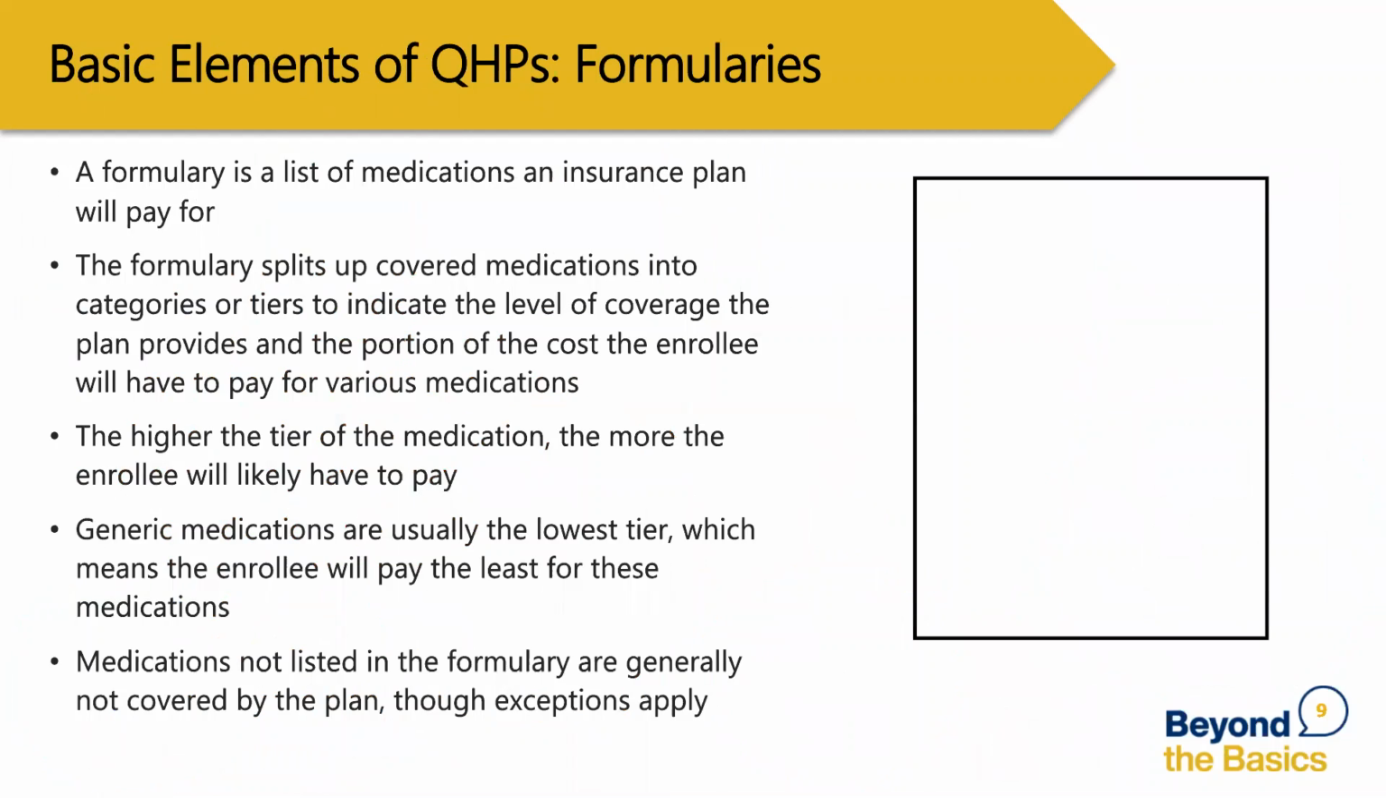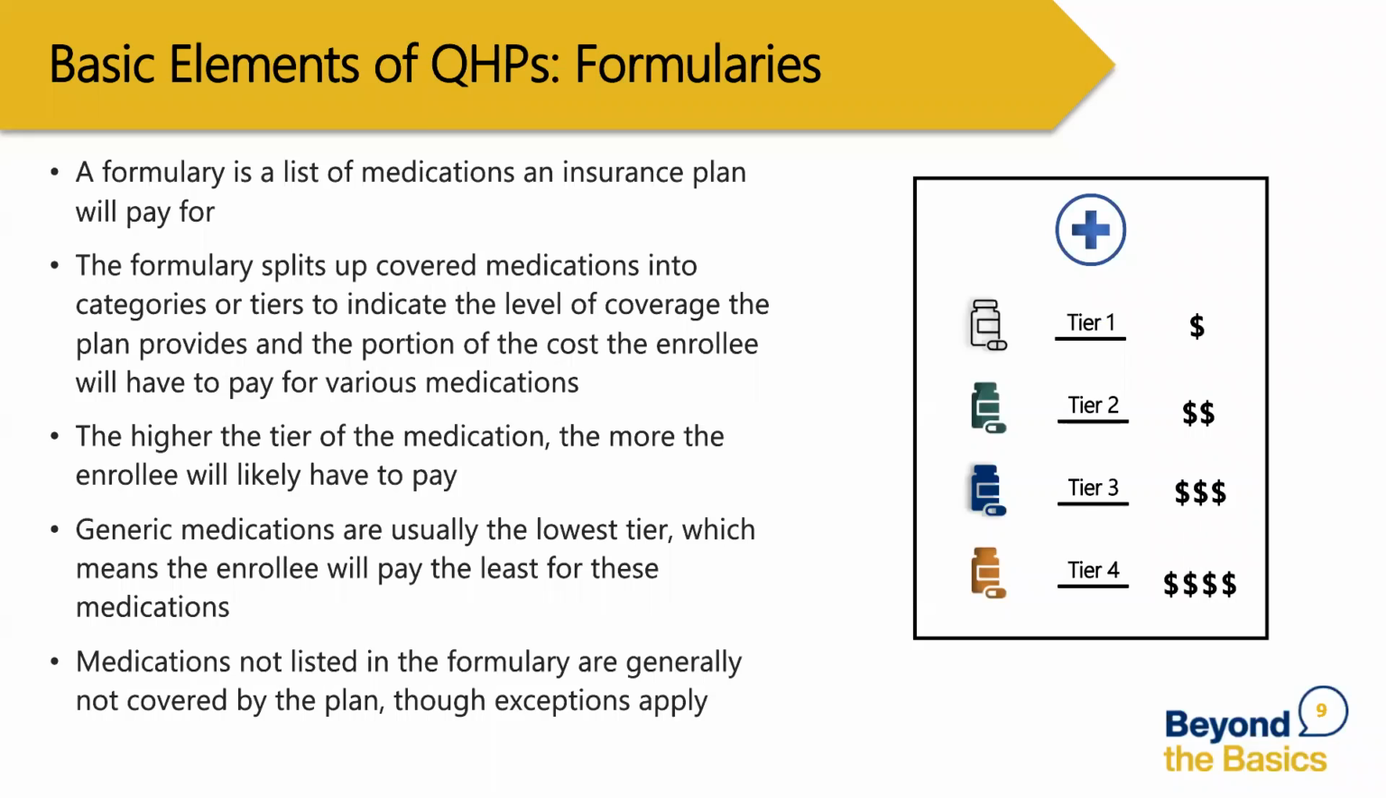Next, we're going to talk about the formularies in a qualified health plan. So a formulary is a list of medications an insurance plan will pay for. The formulary splits up covered medications into categories or tiers to indicate the level of coverage the plan provides and the portion of the cost that the enrollee must pay for different medications. The higher the tier of the medication, so tier 4 in this diagram, will be more expensive than tier 1. And generic medications are often on tier 1 or lower tiers, which means the enrollee can pay the least amount for those medications. Medications that are not listed on a plan's formulary are generally not covered by the plan, though there are some exceptions.